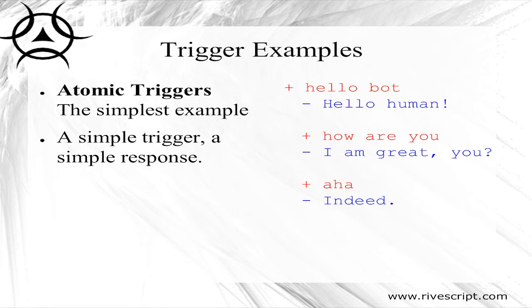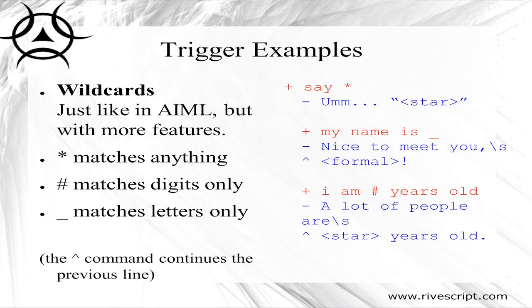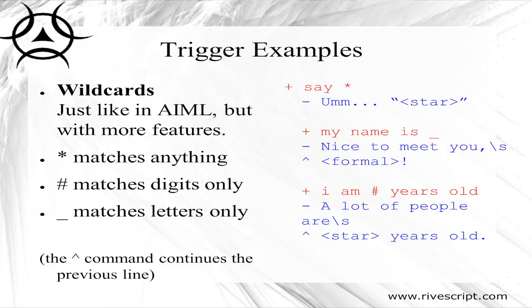So here are your atomic triggers. These are the simplest examples. You have just a plus for what the human says, a minus for how the bot responds. It's a simple input and output reply system. You have the wildcards, just like in AIML, but with more features. The star wildcard matches anything, but you can also use a number sign to match only digits, and you can use an underscore to match only letters.